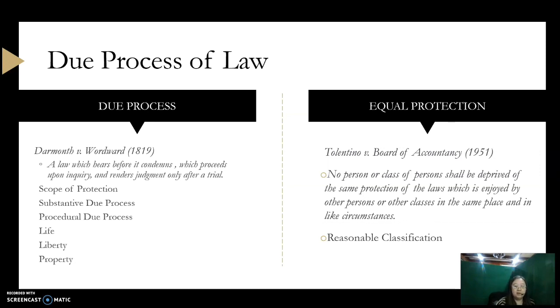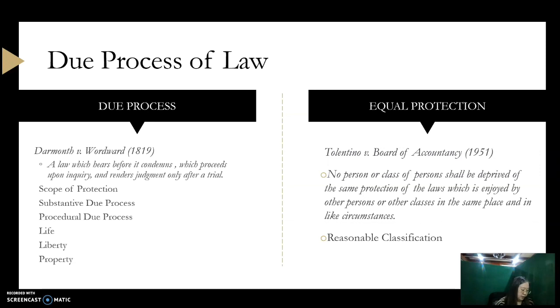So, what we have here is the meaning of due process of law, which was laid down in the case of Dartmouth versus Woodward in 1819. This is a famous reference to what the essence of due process is. So, in this case, due process is a law which hears before it condemns, which proceeds upon inquiry and renders judgment only after a trial.